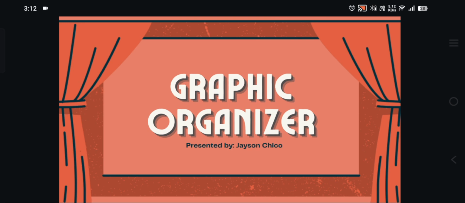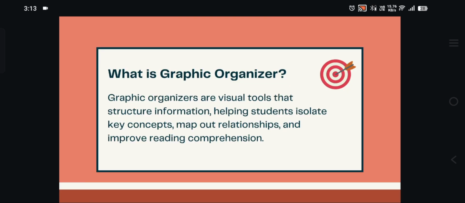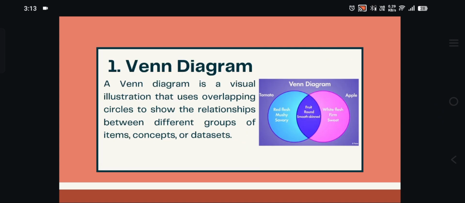Today, I'm going to present to you the different types of graphic organizers. But of course, let us first define what a graphic organizer is. Graphic organizers are visual tools that structure information, helping students isolate key concepts, map out relationships, and improve reading comprehension. Through these different types of graphic organizers, it makes our studies and work easier and better because it helps us to finish things quickly. Let's move on to the first one.